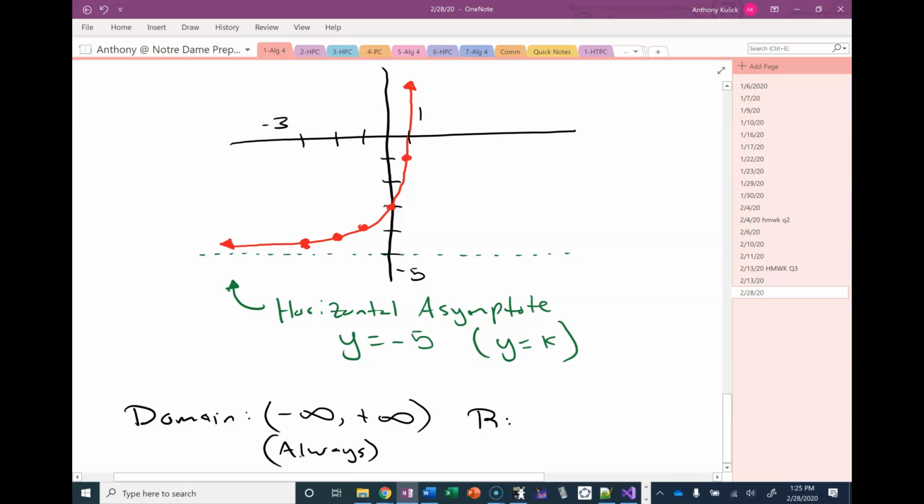So the nice part for exponential functions, the domain is always going to be negative infinity to positive infinity. That's good, right? What's the range going to be? Do I have an arrow pointing down? No. Okay. So what's the smallest value that my graph appears to get to? -5, right? Now, is the graph actually getting to -5? No. Remember, we have this asymptote that it can't cross. So instead of putting a bracket at -5, I'm going to put a parenthesis there.